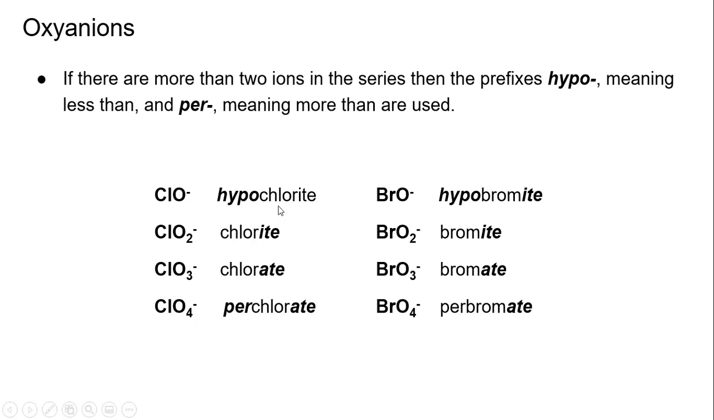So the one with the least amount of oxygens, in this case 1, would be hypochlorite. Ite also indicates a smaller amount of oxygens. Then we have 2, so we remove the hypo and it's just chlorite. Then we have 3, so now the ending is changed to ate, meaning more oxygens, and it's chlorate. And then we have 4, and this is the most oxygen in this series, so it's going to be perchlorate. And the same thing applies over here. You can see hypobromite, bromite, etc.